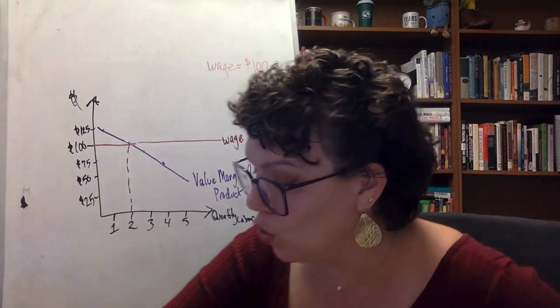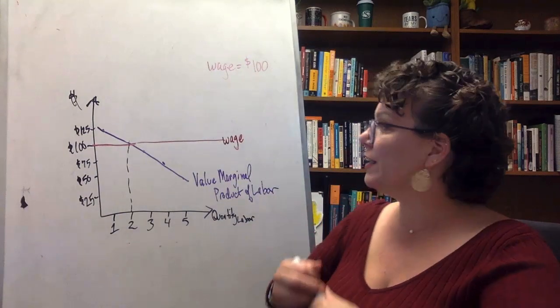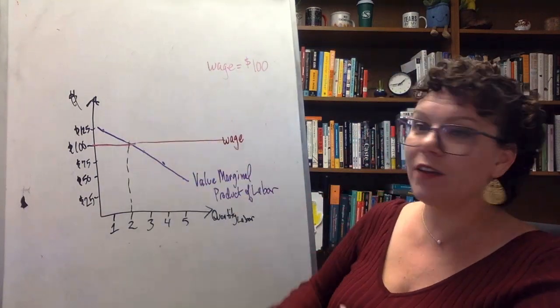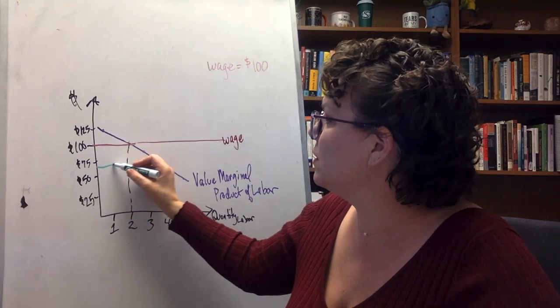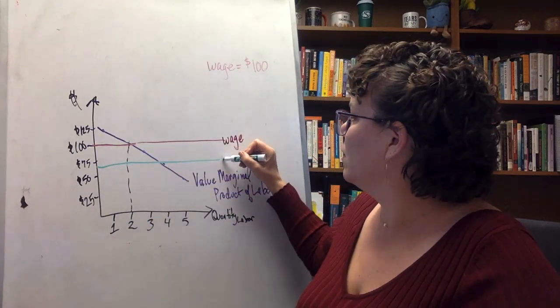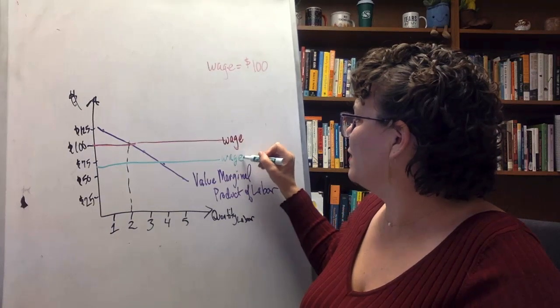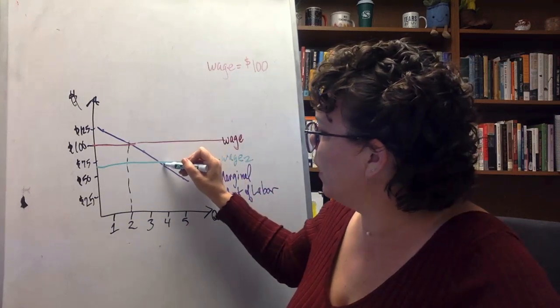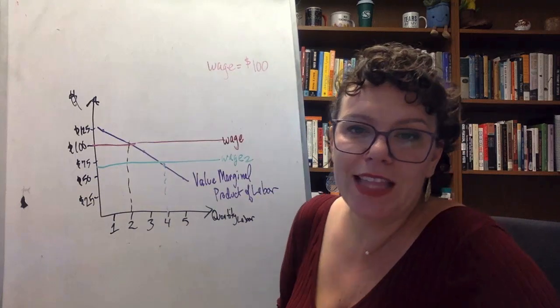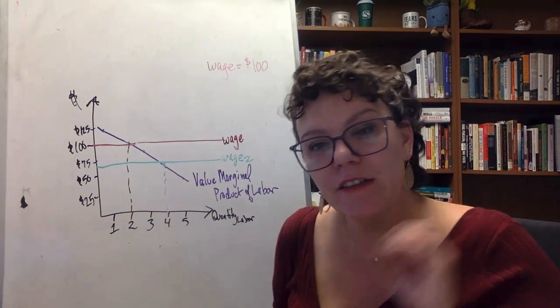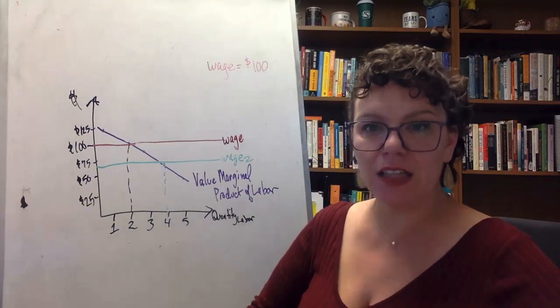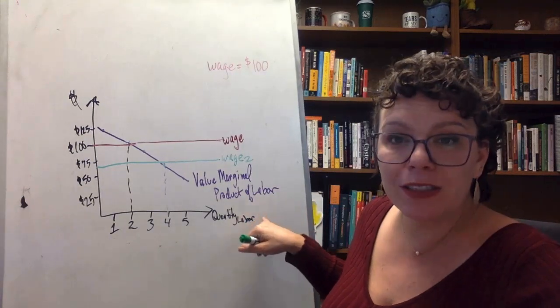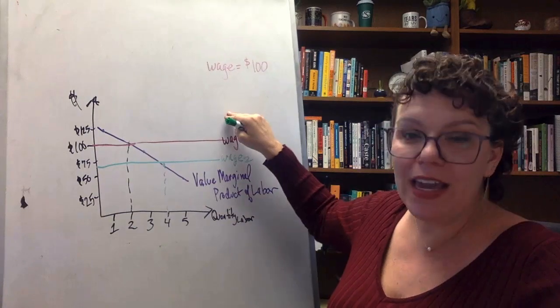If we raise wages, we're going to see fewer workers be hired. What if the wage is $60? If the wage is $60, that's going to mean more workers are hired. And so what that tells us is the value marginal product of labor curve is a curve that tells us the quantity of labor demanded given the wage.